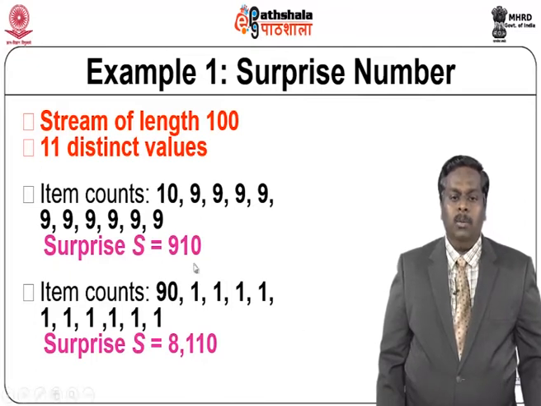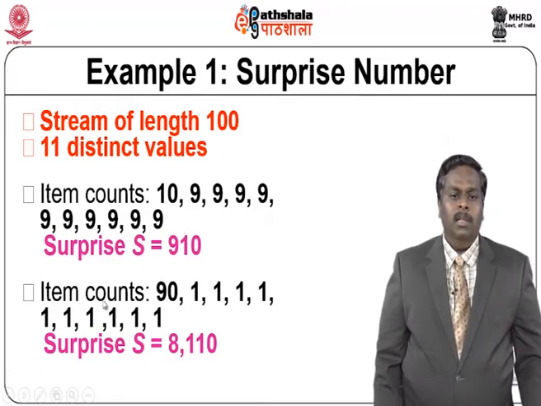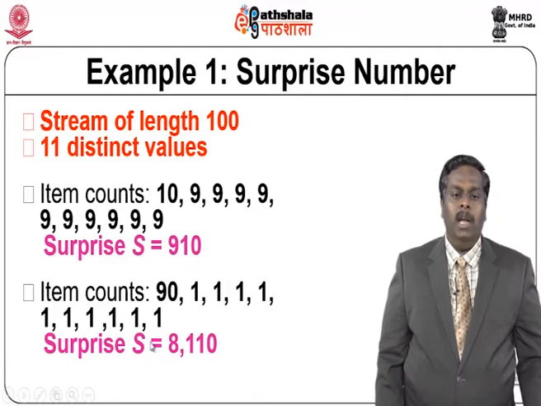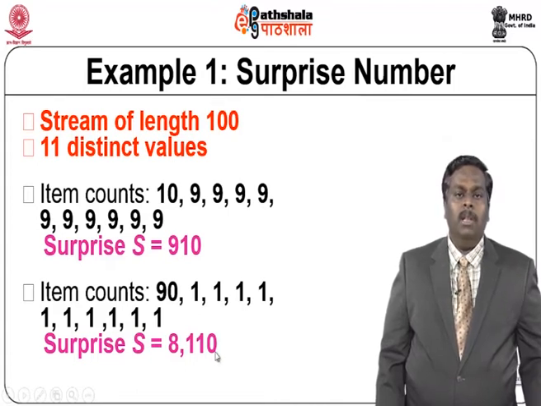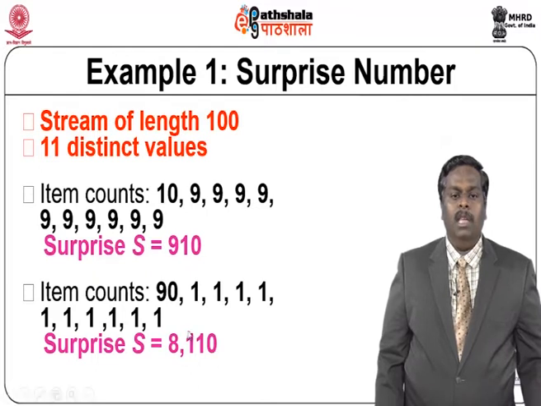From these two surprise numbers, it is easy to say that the distribution of the elements is uniform in scenario 1 when compared to scenario 2. In other words, there is uneven distribution of the data elements in scenario 2. So, as discussed earlier, the surprise number or the second moment is used for estimating the uneven distribution of the data elements in the given data stream.